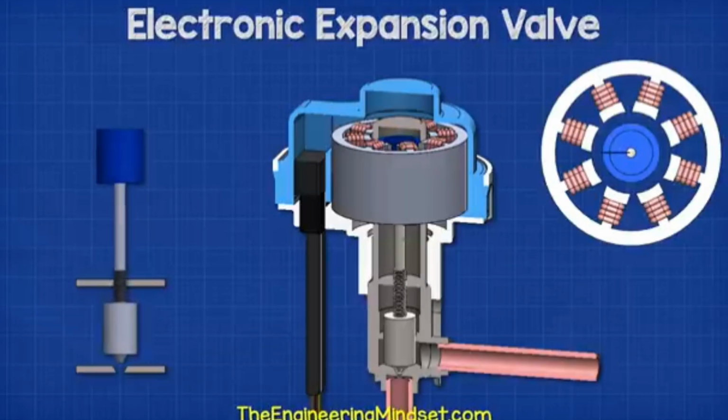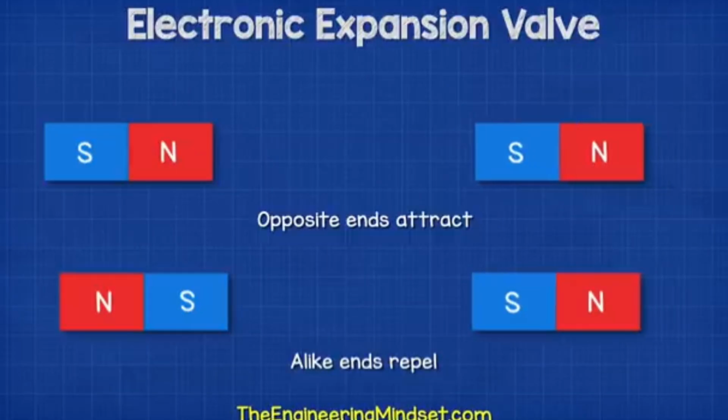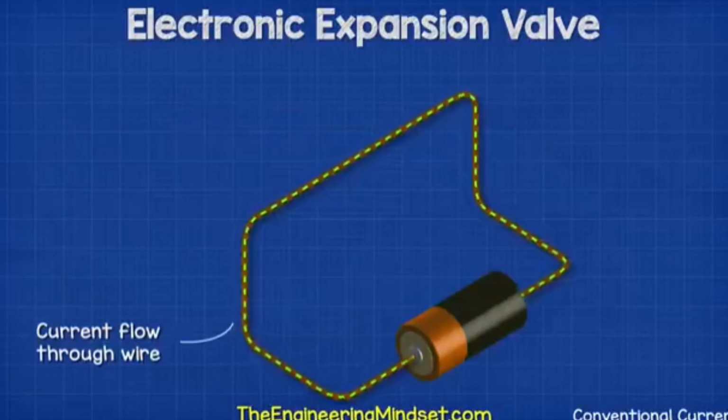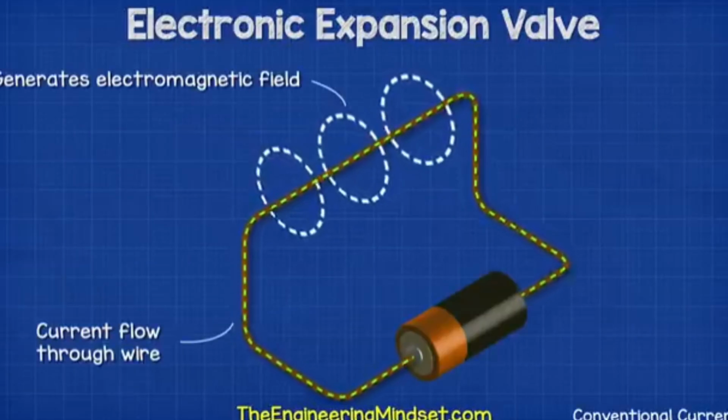The controller sends pulses to the stator, which is essentially just a stepper motor. These pulses energize the different coils, which create small magnetic fields. We know that magnets interact. The alike ends will repel, while the opposite ends are attracted to each other. When we pass electrical current through a wire, it creates an electromagnetic field.